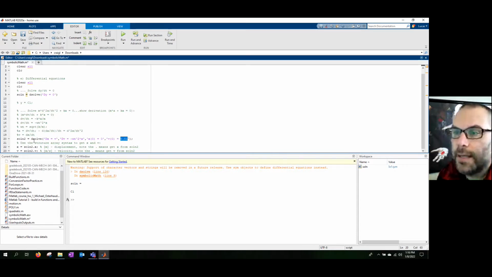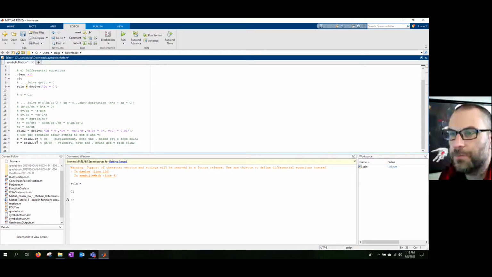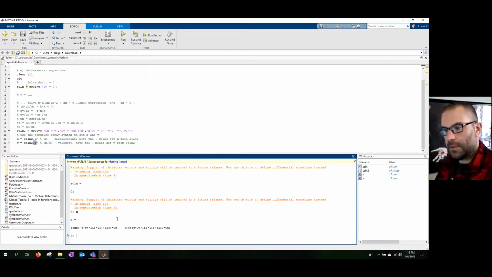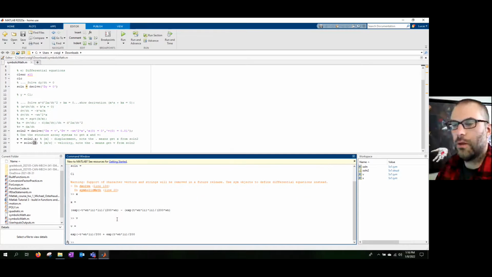And then I'm using dsolve. So I'm solving both of these equations at the same time with these initial conditions. And I'm trying to get these values x and v. x is position of the mass spring, and this is velocity. If we run this, we now have x and v. And if you notice, they're imaginary because this should oscillate.